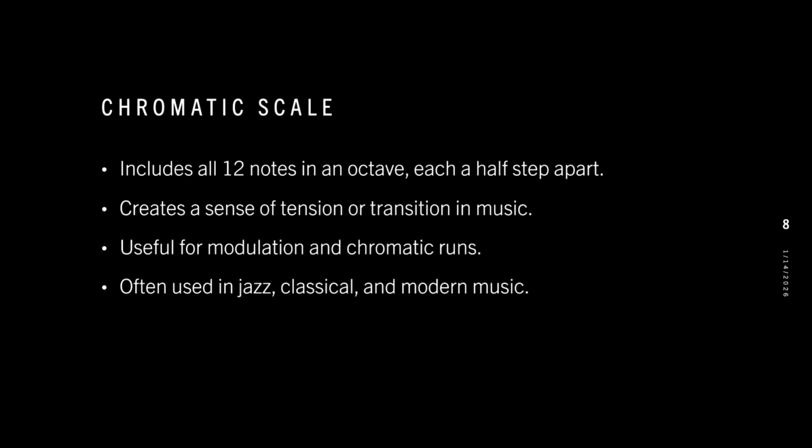For example, starting from C, a chromatic scale would go C, C sharp, D, D sharp, E, F, F sharp, G, G sharp, A, A sharp, B, and then back to C. Chromatic scales are commonly found in jazz improvisation, classical compositions, and modern music, where musicians use them to add richness and complexity to the melodies.